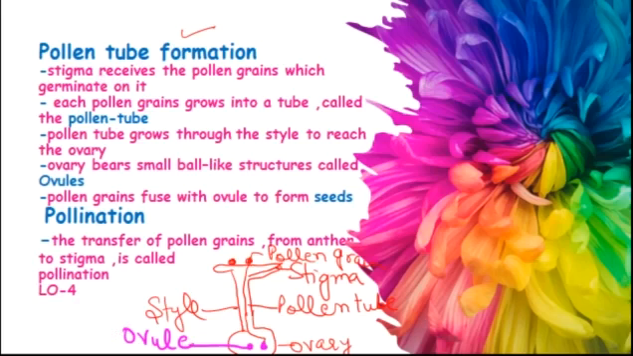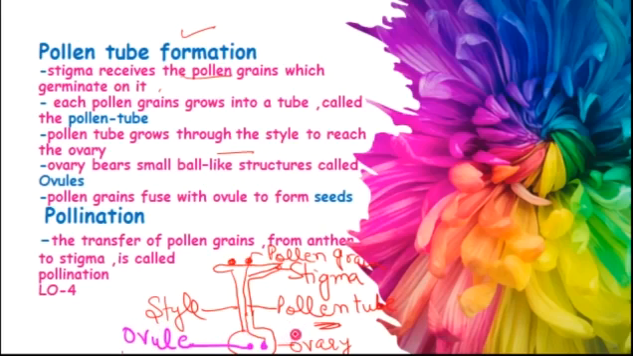So stigma receives the pollen grains, which germinate on it. Each pollen grain grows into a tube called a pollen tube. The pollen tube grows downward. You see here this pollen tube moving downward through the style, and finally it reaches the ovary. Clear? The ovary has bead-like or ball-like structures called ovules.